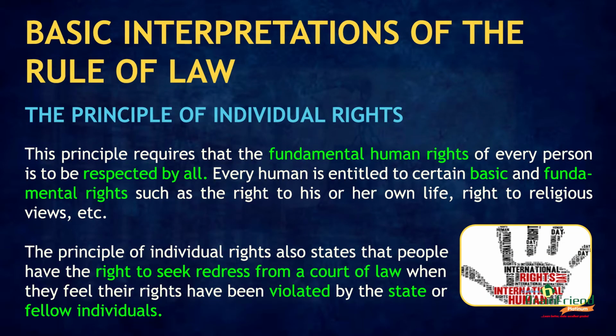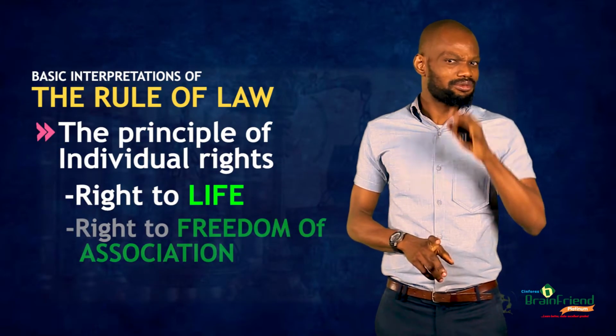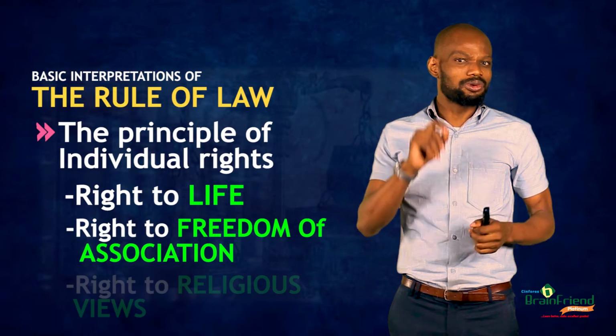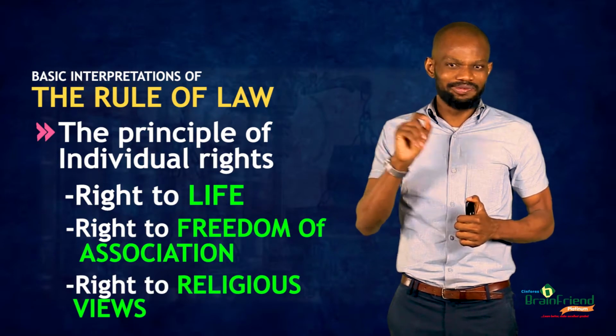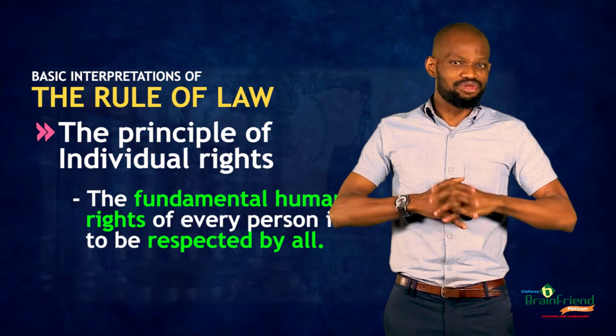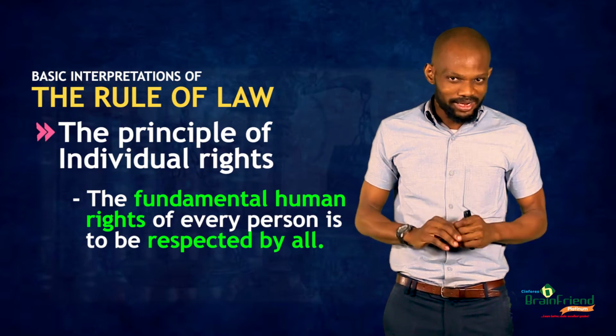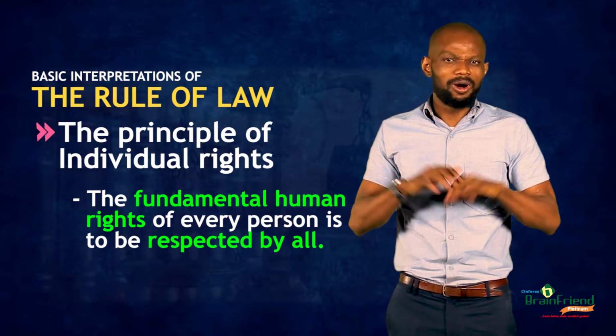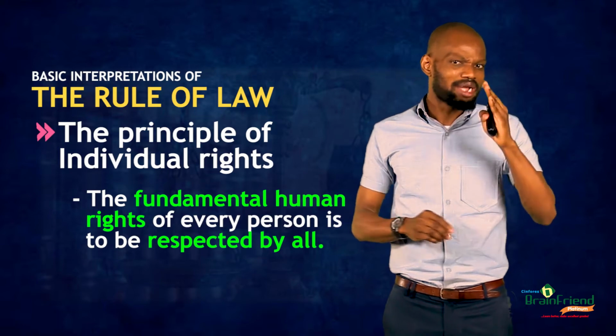Lastly, on the principles of the rule of law is the principle of individual rights. Every individual born into the world is born with certain fundamental natural rights which have been acknowledged by the world and also some international organizations. Some of these rights include rights to their own lives, rights to the freedom of association, and also rights to their own religious views. The principle of individual rights requires that the fundamental rights of people be respected at all times. In fact, it states that there is no negotiation upon which the rights of people can be violated.